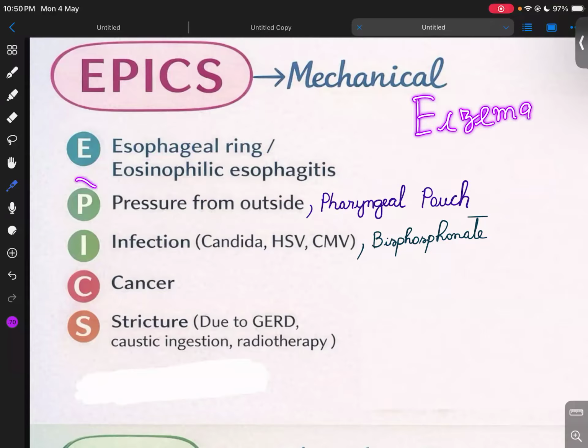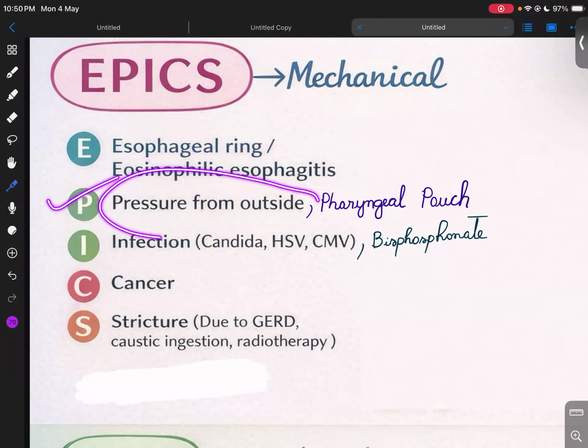The diagnosis is eosinophilic esophagitis. Then P goes for pressure from outside. Pressure from outside means cancer. To rule out any cancer in the PACES exam, the mnemonic is triple L.